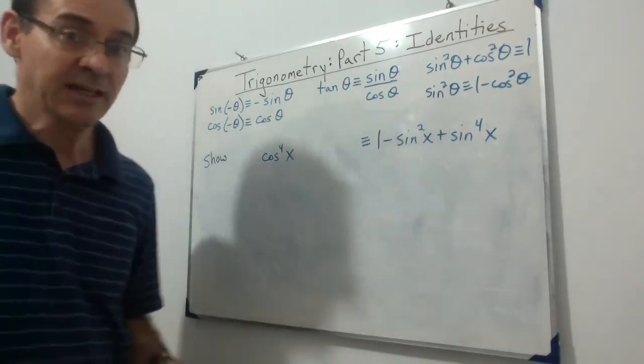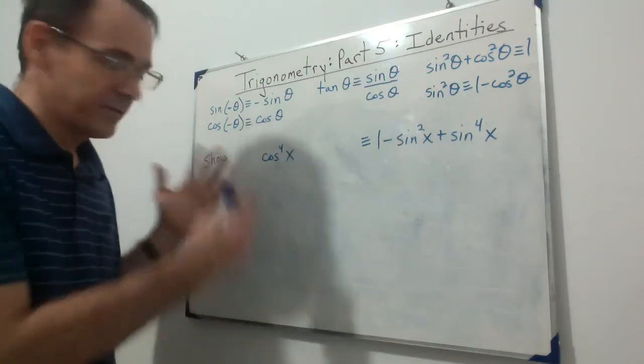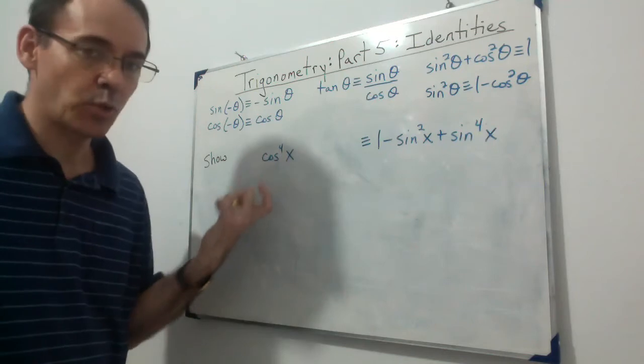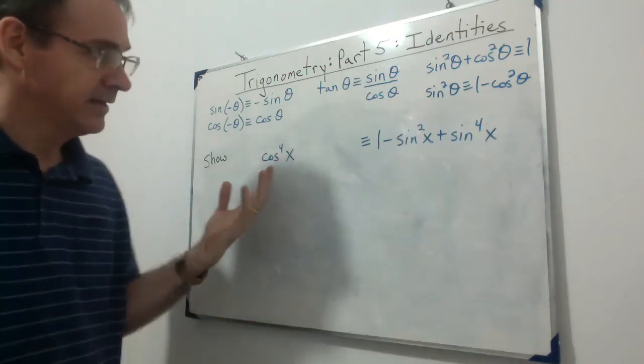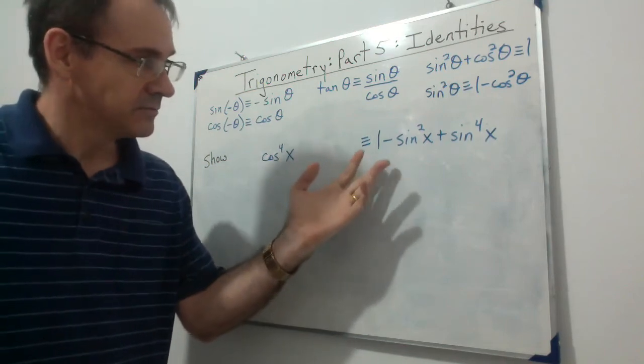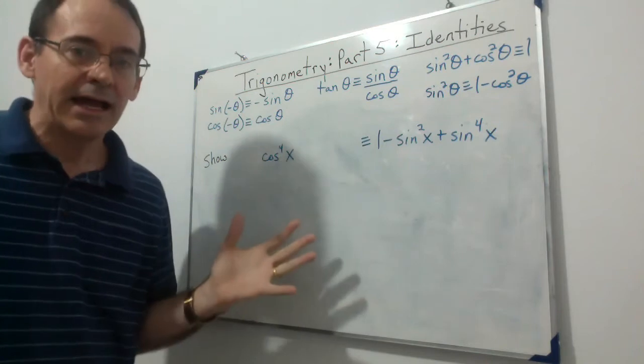Now at first, you might be like, wow, what? I don't even know where to start, what to do. There's no fractions. This is just one term. That's three terms. This is just a cosine. This is a constant, sine squared, sine to the fourth. How do we get there?